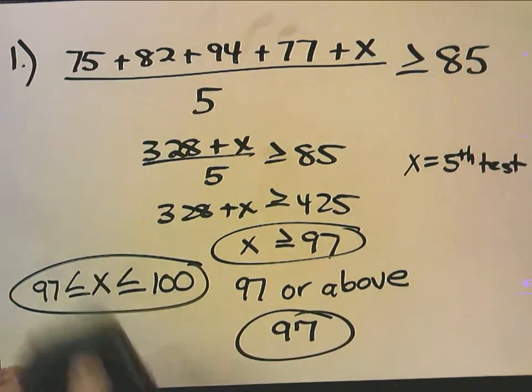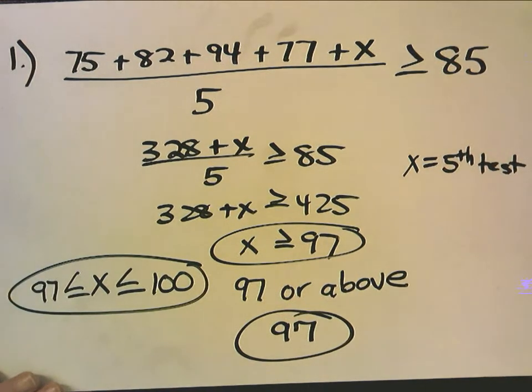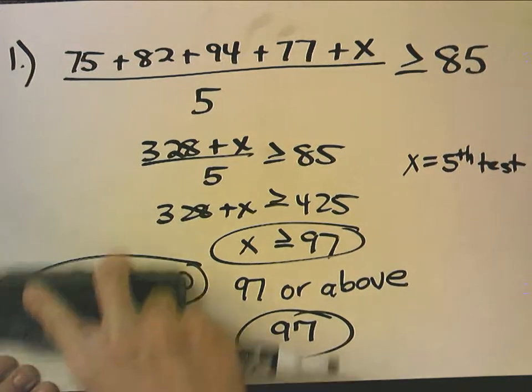Okay? Now, suppose the question didn't say, what score does she need to get? Suppose it said, what is the minimum score she needs to get? Then the answer would be 97, right? If I ask for just the minimum, then you give me 97. If I say, what score does she have to get, you have to give me a range. Okay, so that's number 1.